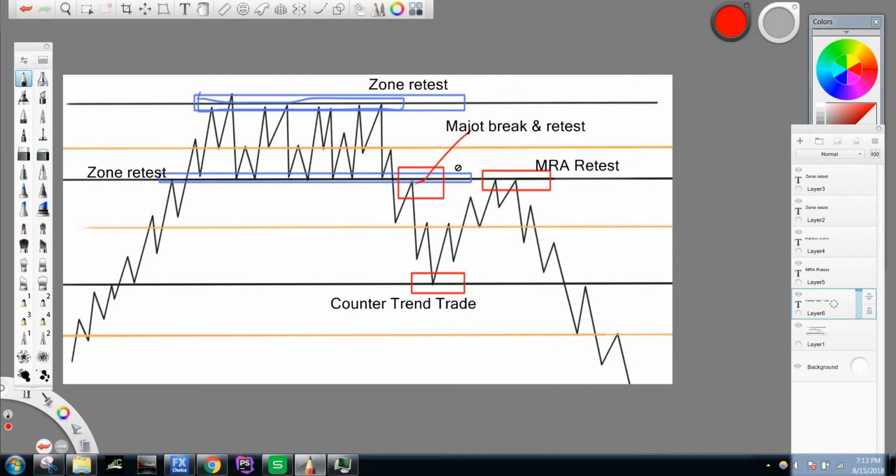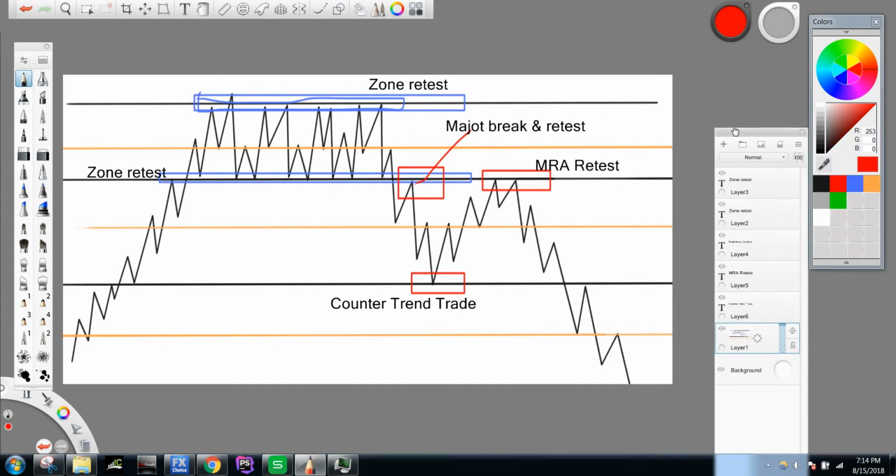We have a major break and retest. We have the major area retest, so we know this is a strong area, and once the market comes back up, our initial trade direction will be to sell because the market likes to wick on that. Same thing here. This is a nice trade as well, but it's not as high probability as this because this is with the trend.